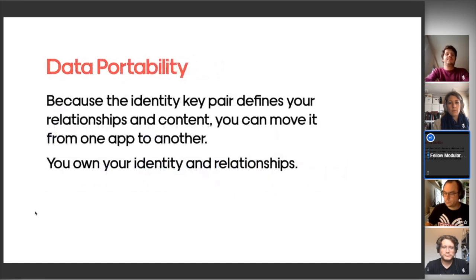And because it's a key pair, you can take your identity from one Scuttlebutt application and move it to another. It reconnects to the network and downloads your log and downloads the logs, and from that, discovers who you're following and who you're connected to and starts reconstructing the content. And this is super important because it means that users are able to move between applications and they're no longer dependent on the decisions of a single application creator.